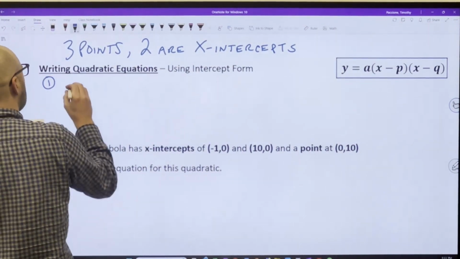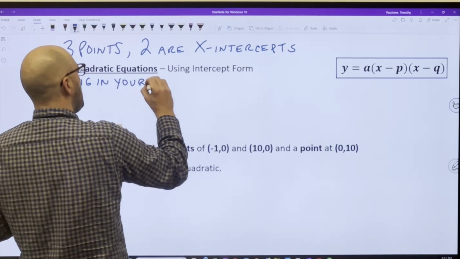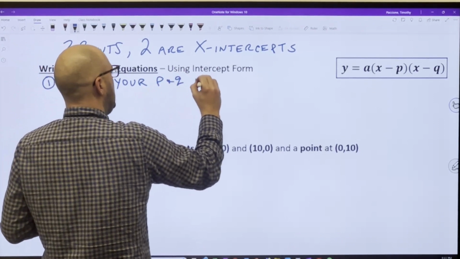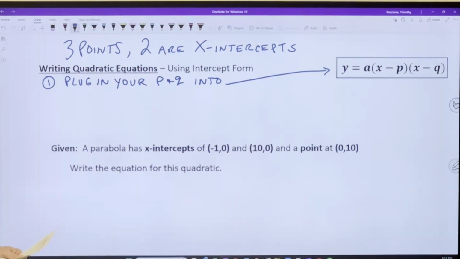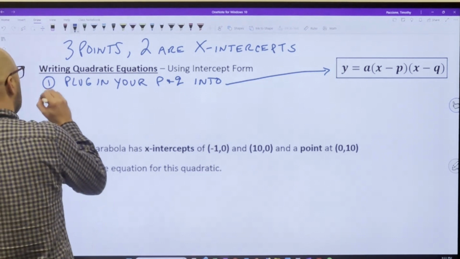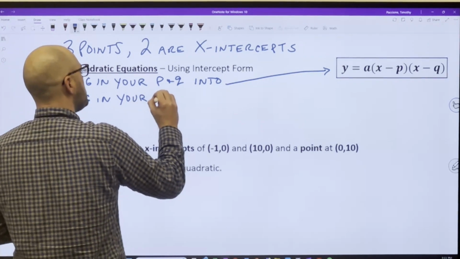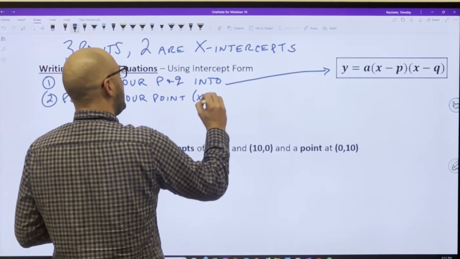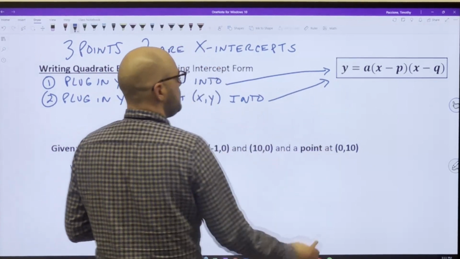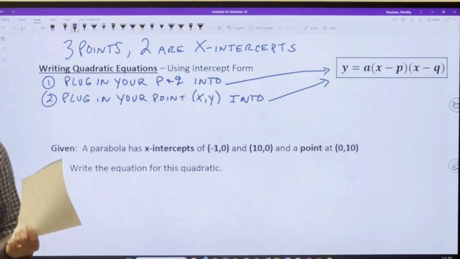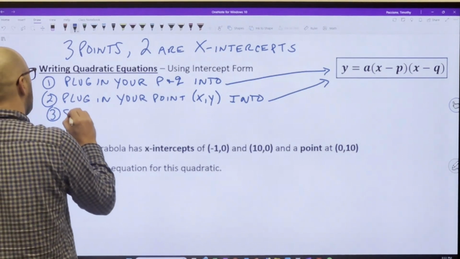Very similar steps. Plug in your p and q into that equation, right? Plug those in. Then plug in your point, your x and y, into the same equation. After you do all that, you only have a left, and you can solve for a. So step 3, solve for a.